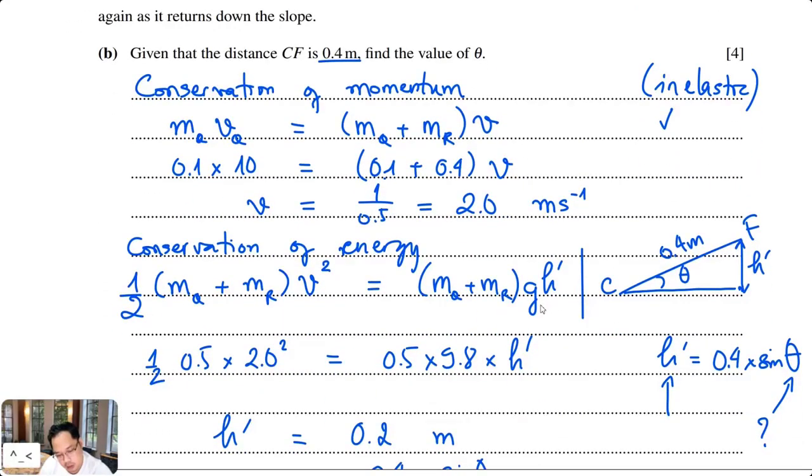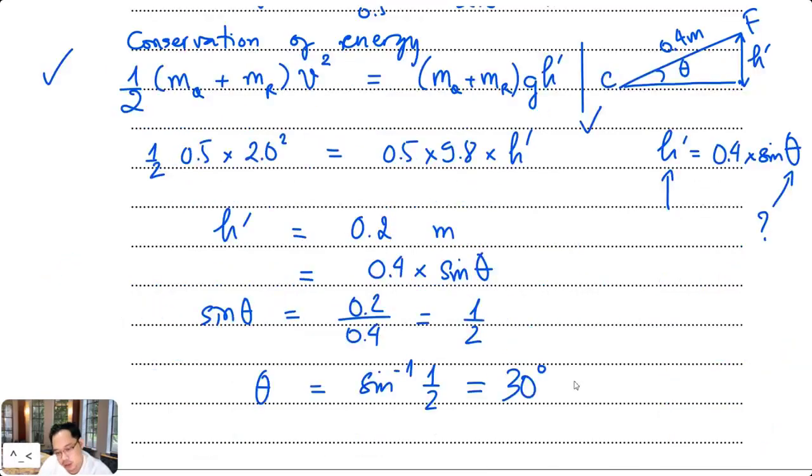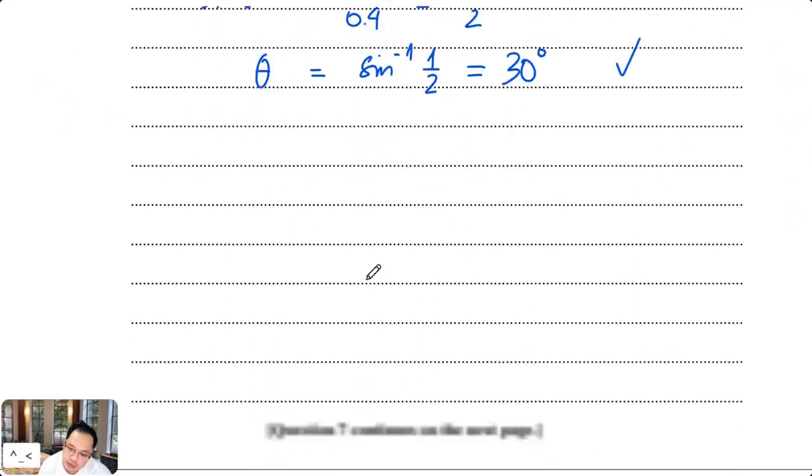Again, this is the first mark, the second mark for finding the speed, the third mark for writing the equation of the conservation of energy, the fourth mark for this equation. And lastly, solving it, plugging in the values and finding the angle. So that is 4 marks for this question.